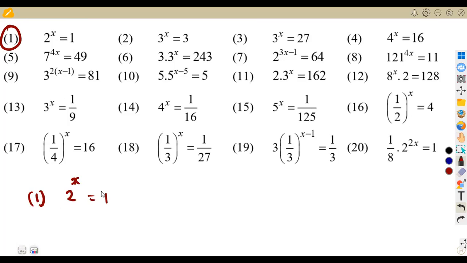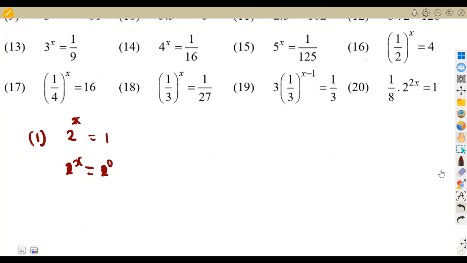As you can see, we already talked about number 1, 2 to the exponent of x being equal to 1. Remember, I said we can write 1 as any number to the exponent of 0. So it means we're going to have 2 to the exponent of x equal to 2 to the exponent of 0. The purpose is to make sure that these two are the same. Once these two are the same, our x is going to be equal to 0. Okay, so you can just get rid of that. So you're going to have x equal to 0.